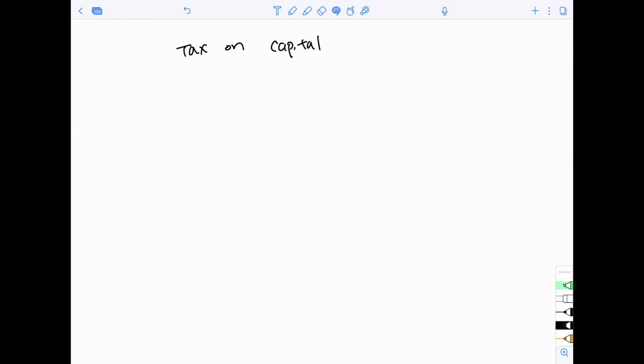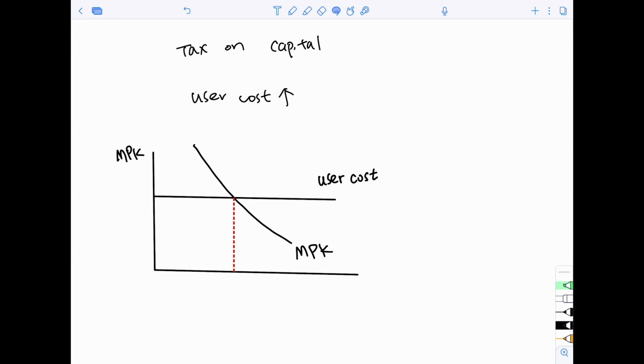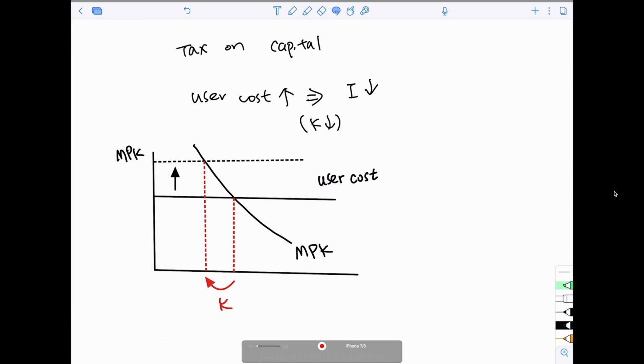Now let's take a look at another factor that causes changes in investment, which is tax on capital. When more tax is imposed on capital, the user cost of capital increases. Then, when determining the optimal level of K using this diagram, the user cost now becomes higher, therefore the optimal level of K becomes less. So we need to invest less now, in order to have less capital stock in the future.